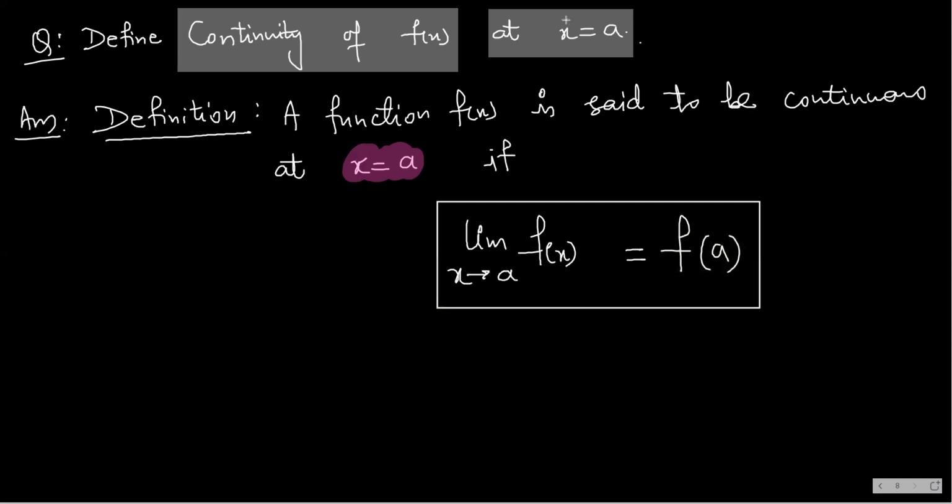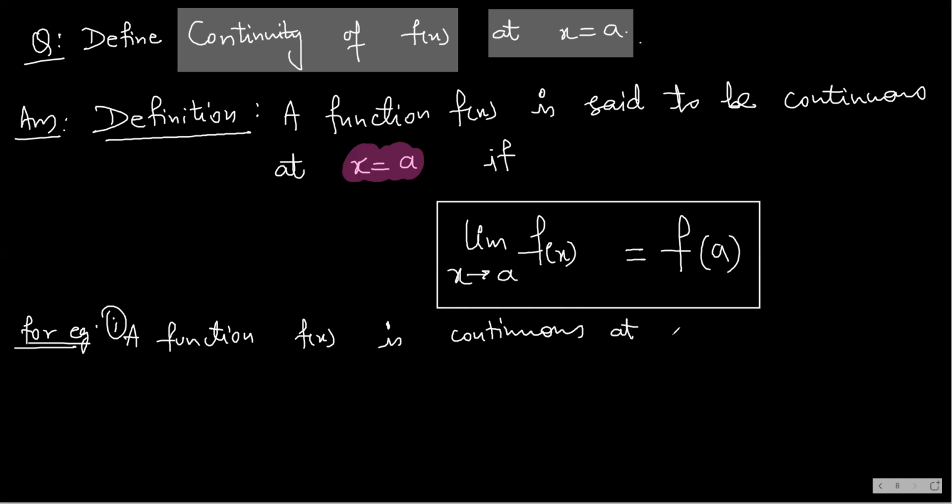In the next lecture, we will start solving problems. Before I start with the problems, towards the end I will give you a few examples. A function f of x is continuous at x equals 5 if limit f of x as x tends to 5 equals f of 5. You see this?